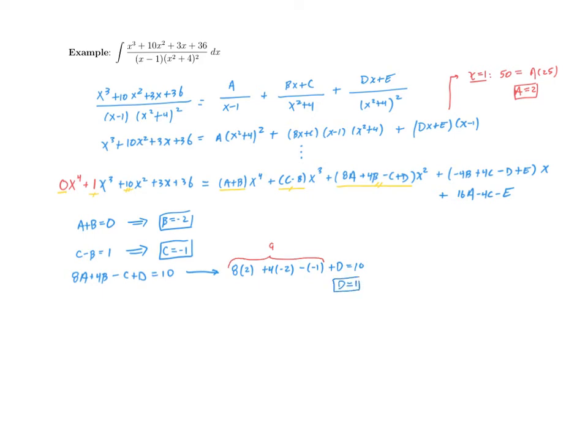And we are almost there. We've determined a, b, c, and d. All that remains is e. So note, we only need to write down one more equation to work with, and I believe the constant term is the easiest of those equations. So equating the constant coefficients, we'll say 36 on the left is 16a minus 4c minus e on the right.